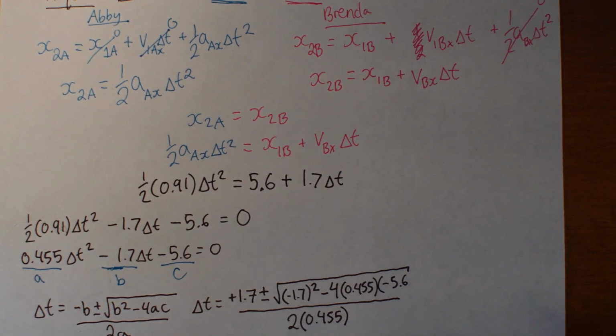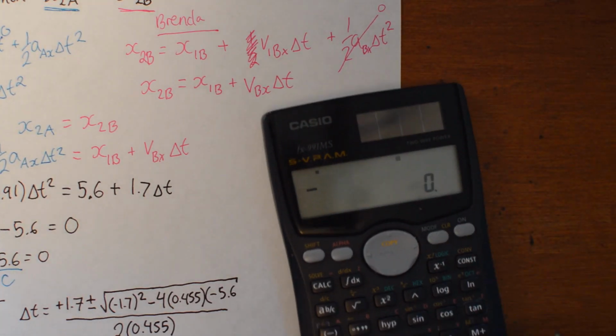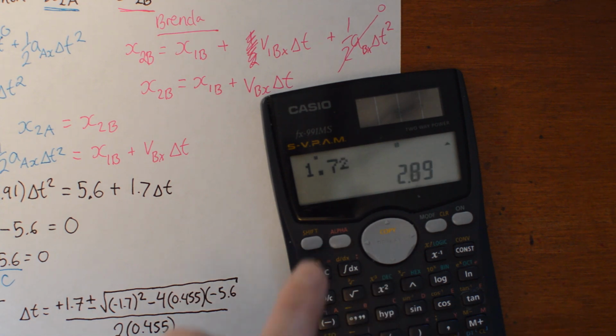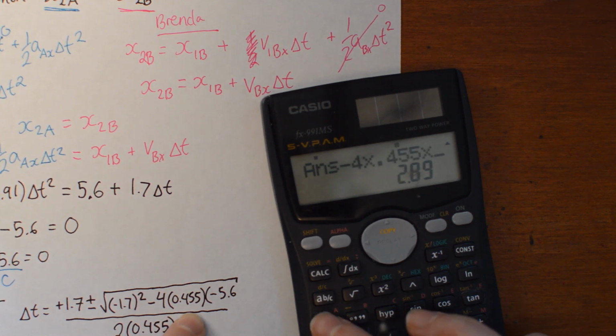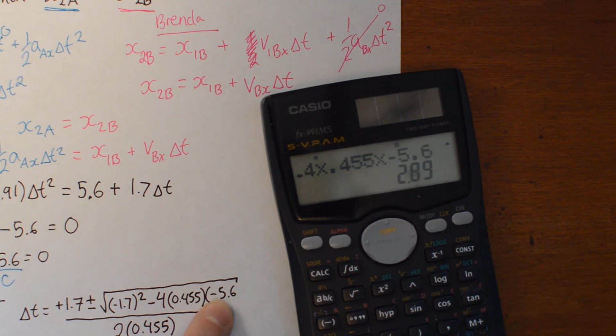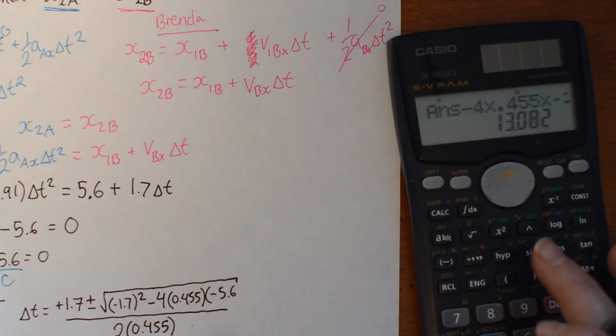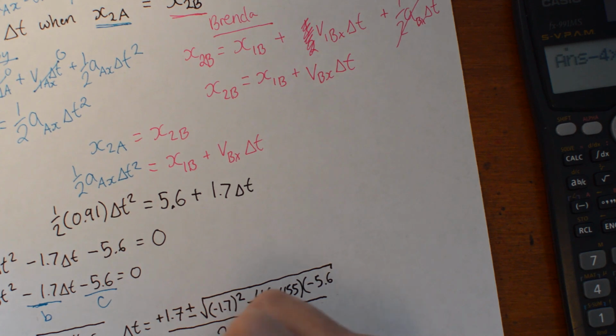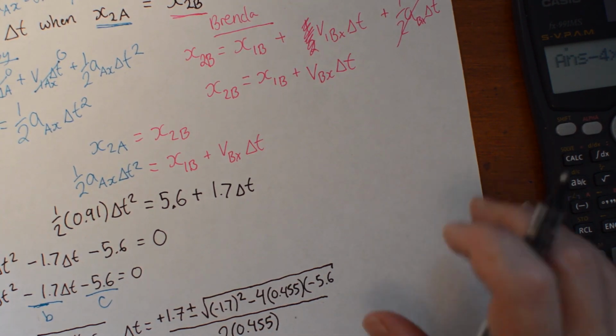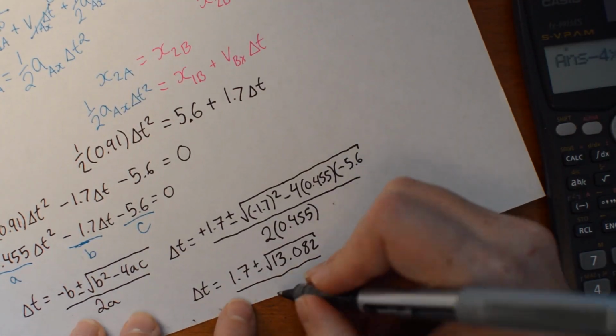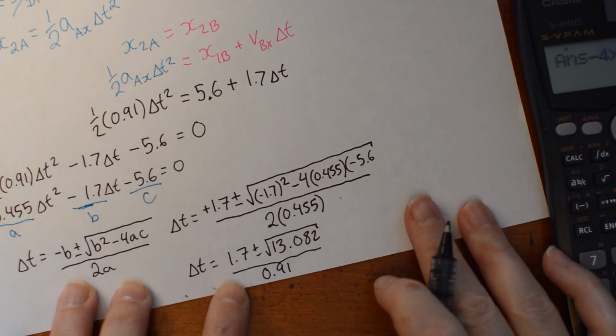All right, let's simplify the inside of that square root. It's just kind of messy there. The negative 1.7 squared, I don't have to put my negative into the calculator because I'm just squaring that one, minus 4 times the 0.455 times negative 5.6. That negative really matters. That gives me 13.082 under the square root. So delta t is 1.7 plus or minus the square root of 13.082. On the bottom, I have 2 times 0.455, that's going to be 0.91.